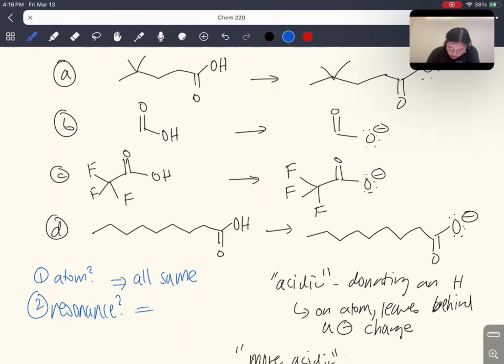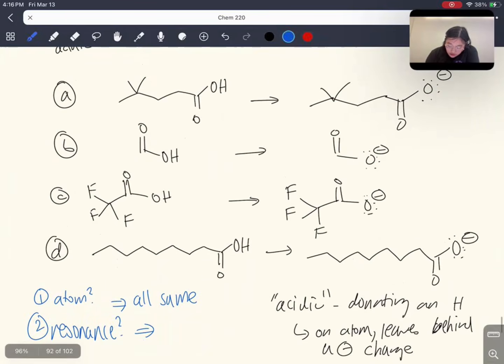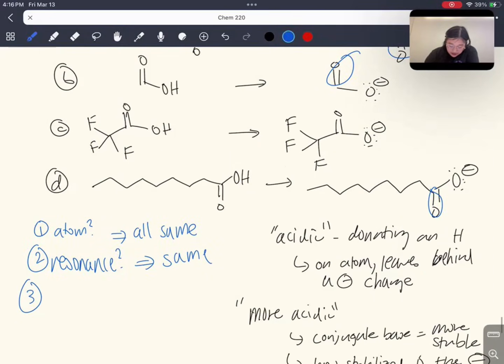So in all of these, we all have these carbonyls, CO groups, located right next to it. So therefore they're all the same. They all have the same number of resonance structures. So resonance is the same. So that means our third factor that we're going to look at is induction effect.